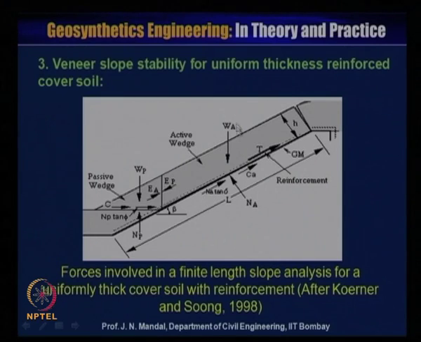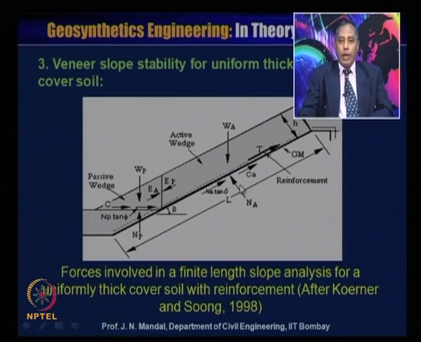So again you know that this is W_A, the weight of the wedge in the active zone, and this is the weight of the wedge in the passive zone, and here the slope angle is beta, and here is the development of friction between the reinforcement and the cover soil, and that is delta. And N_A, you know, so this will be N_A into tan delta, and this is the length of the slope, that is L, and H is the thickness of the cover soil, and this is the geomembrane, and this is the reinforcement whose tensile strength value is, let us say, equal to T.